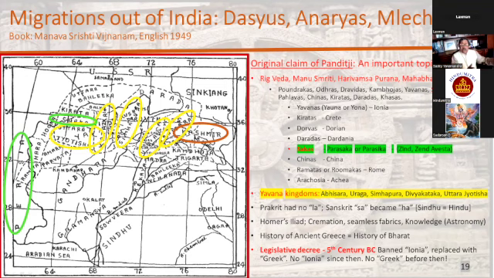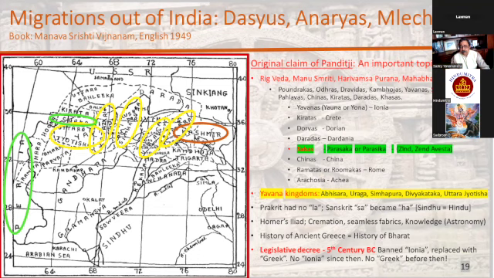So they settled in the Yavana kingdoms that you see on your screen. They settled in Persia and they kept moving, all the way to Greece. They didn't go to Greece in one step. The point was they had to leave India because they were excommunicated, and so they started settling in these places. So this happened slowly and over large periods of time.